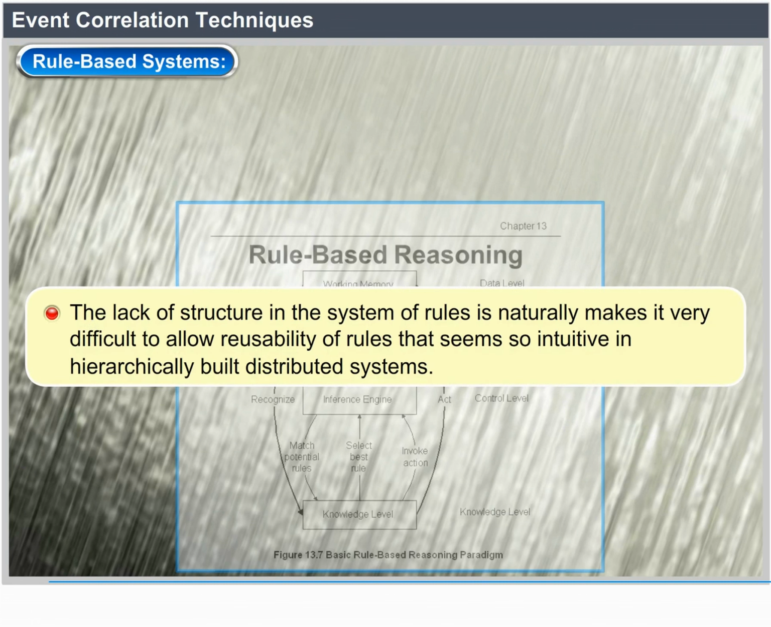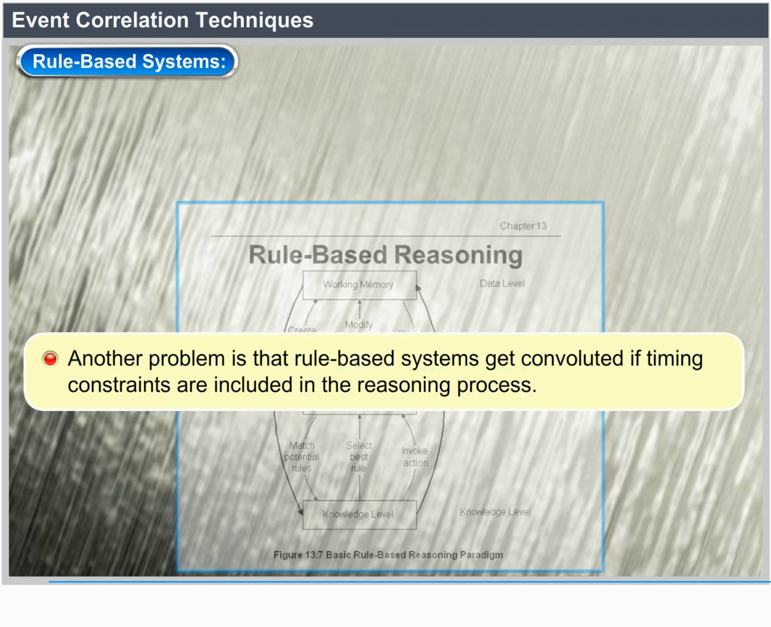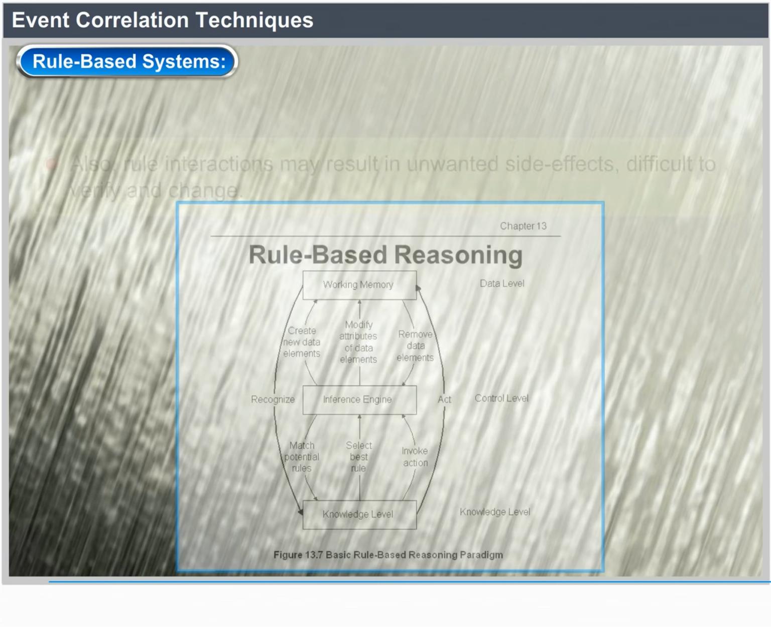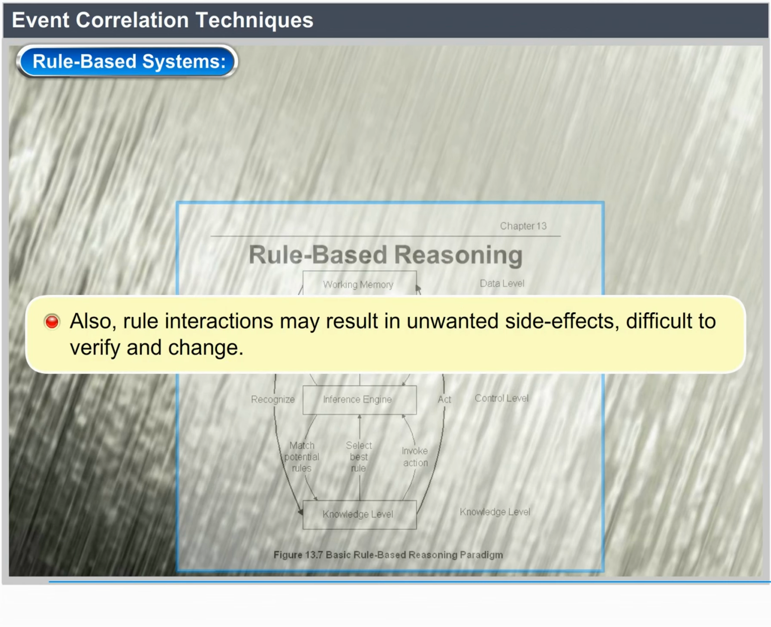The lack of structure in the system of rules typically makes it very difficult to allow reusability of rules that seem so intuitive in hierarchically built distributed systems. Another problem is that rule-based systems get convoluted if timing constraints are included in the reasoning process. Also, rule interactions may result in unwanted side effects, difficult to verify and change.